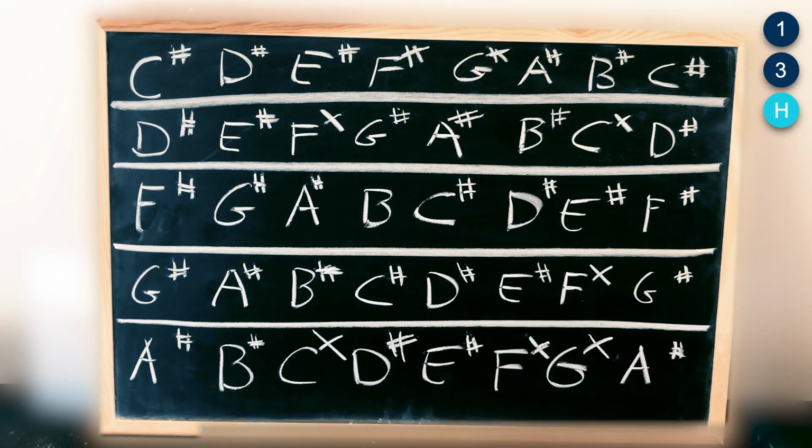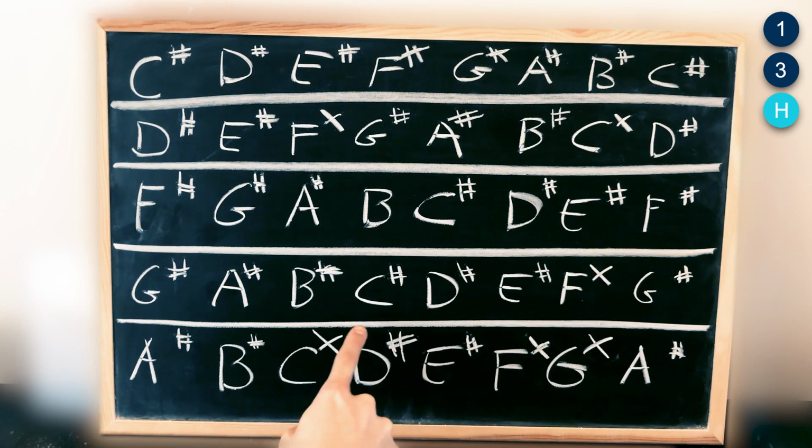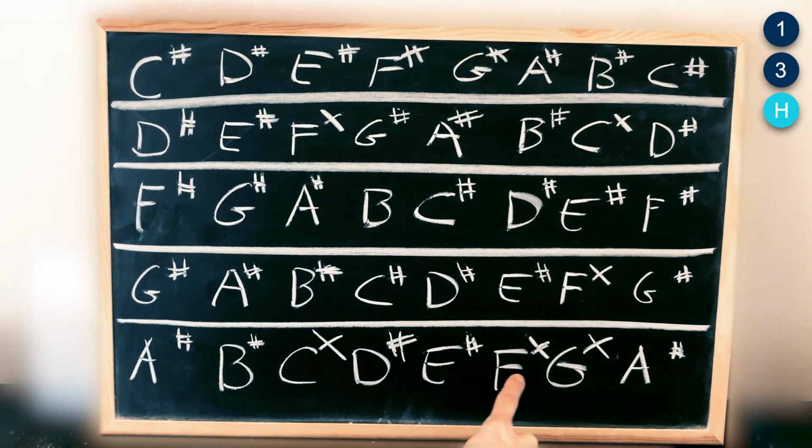And then for A sharp, it's A sharp, B sharp, C double sharp, so again an X or a cross, and then D sharp, E sharp, F double sharp, G double sharp, and finishing up with A sharp.